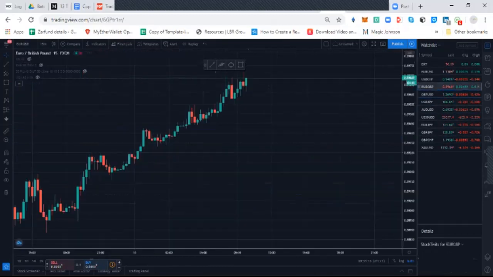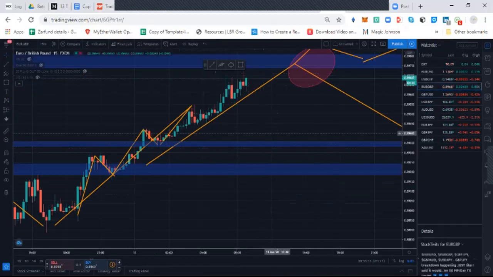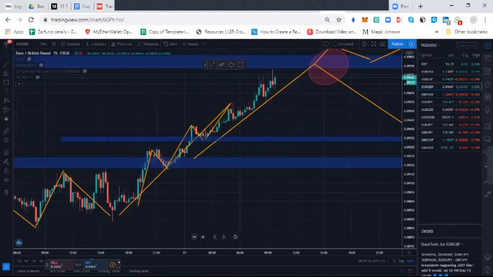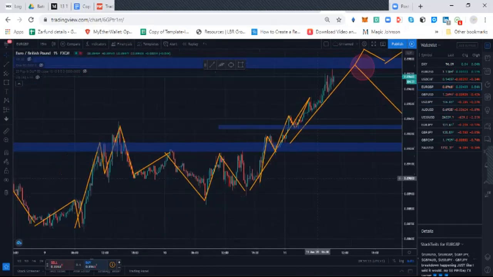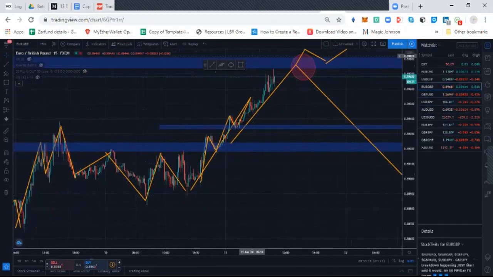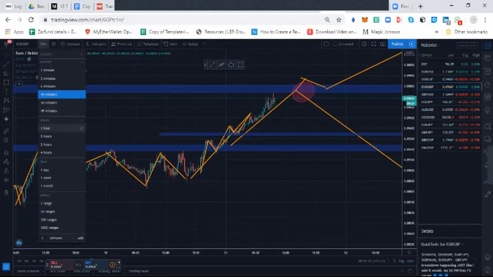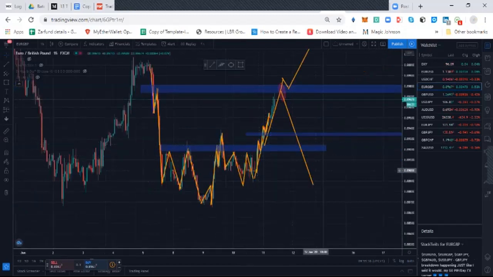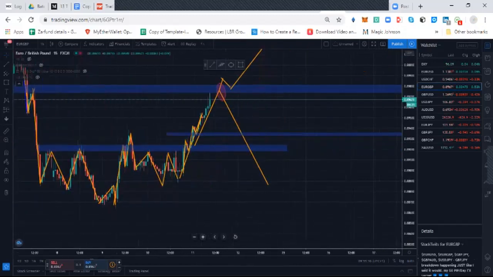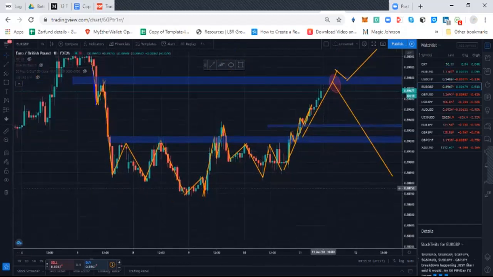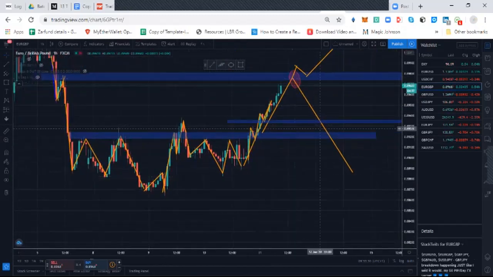USD, Euro GBP. Euro GBP, we had a session earlier where we said we are likely to see it hit this zone and come back. All right, so when we look at this on the 1 hour, this is what we're looking at here. We're looking at price hitting this zone and then dropping all the way from here.